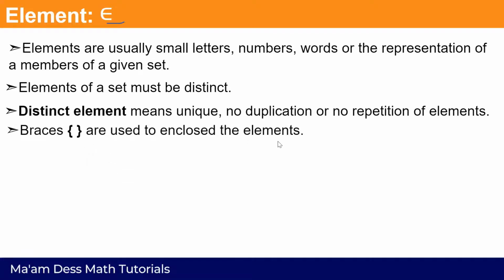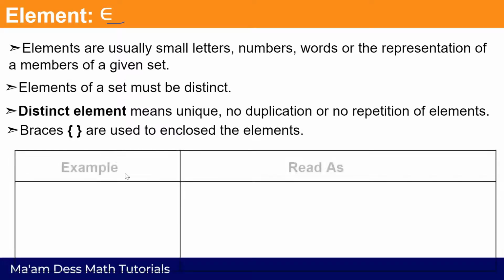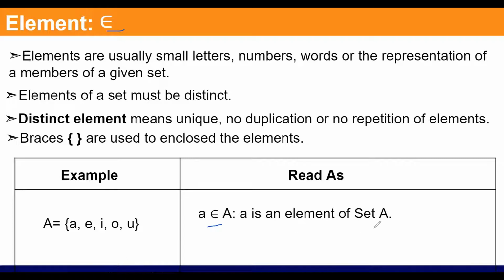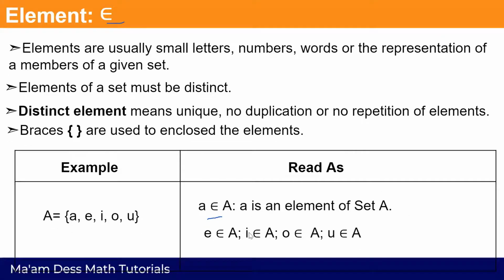Braces are used to enclose the elements. So, always use braces when you are going to write the set. Example, again, A is an element of set A. Here is the symbol for element. Again, A is an element of set A. E is an element of A. I is an element of A. O is an element of set A. U is an element of set A.